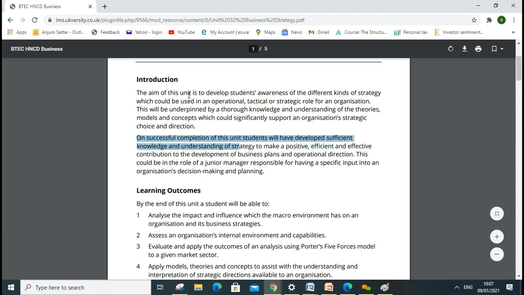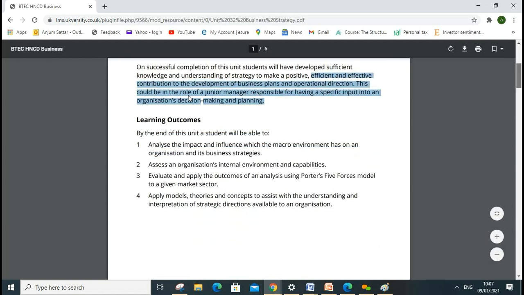Develop sufficient knowledge and understanding about strategy, and make a positive, efficient, and effective contribution to developing a business plan, how we can make the business plan operational, and even strategic at the overall organization level in the long term. Specific inputs are required to make the decision, like the 3Ms: man, money, and material, and how we can use them effectively.